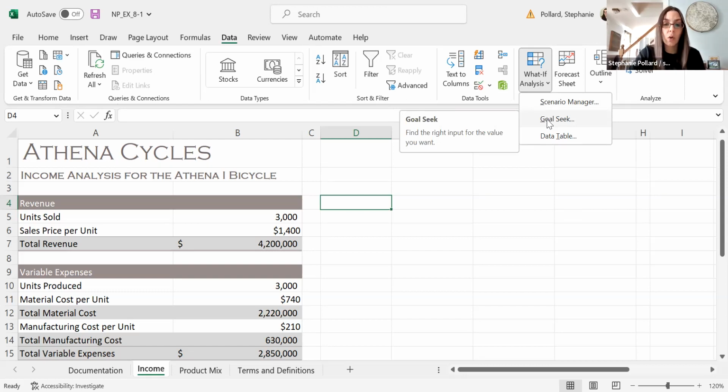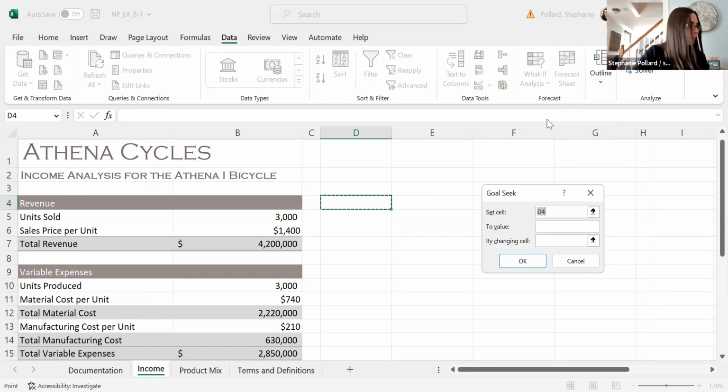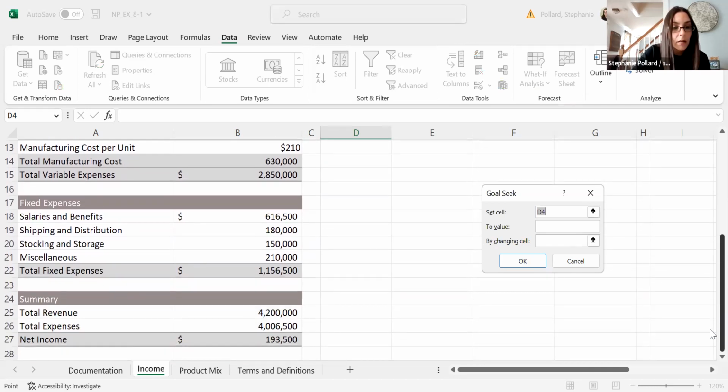So I'm going to go ahead and click Goal Seek. And then I'm going to scroll on down and click cell B27. So B27 is my net income, right? And that's really what I'm focusing on. My question is, when is my net income 0? So in the second piece here, I'm going to enter my value of 0, because that would be the break-even point. I have no profit at all.